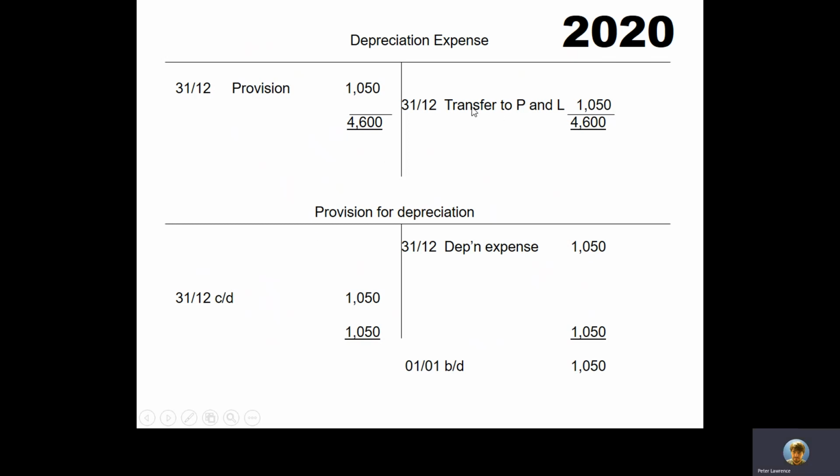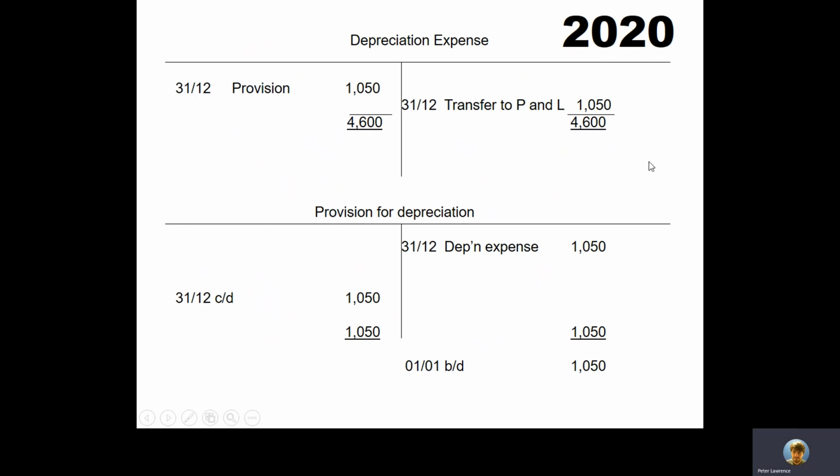At the end of the year, we transfer to the profit and loss 1,050 as the expense. Now, as I was saying before, you can just do it straight to the profit and loss. So you can debit the profit and loss in the first instance and credit the provision. But using a depreciation expense just makes it clearer to us, makes it more obvious what we're doing. And I'd like you to keep doing that. It's going to help us with further topics.